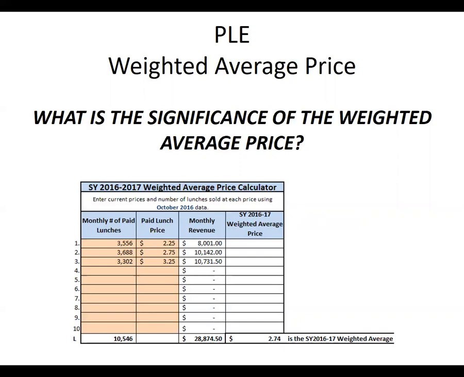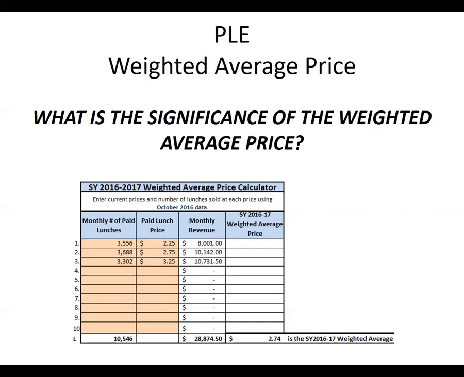This SAU sold 3,556 paid lunches at $2.25, 3,688 paid lunches at $2.75, and 3,302 paid lunches at $3.25, for a total of 10,546 paid lunches for a weighted average price of $2.74.